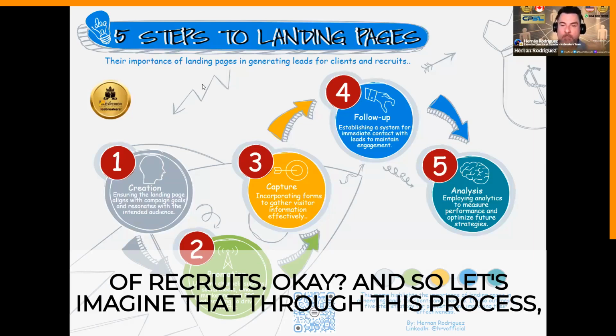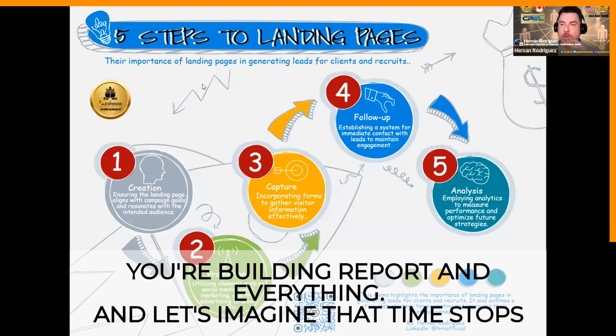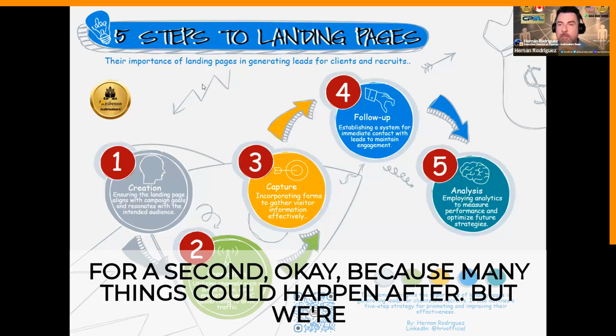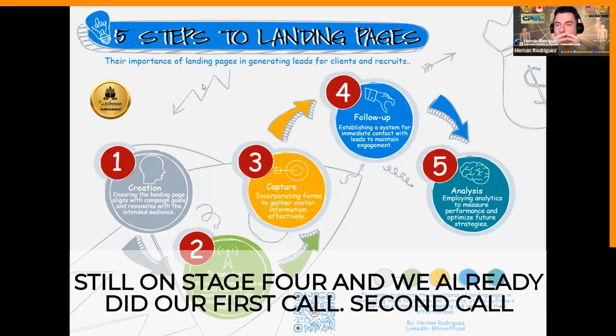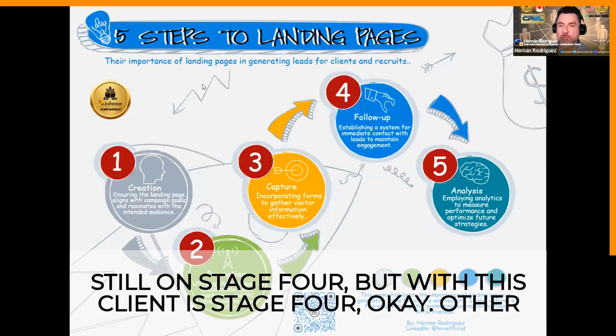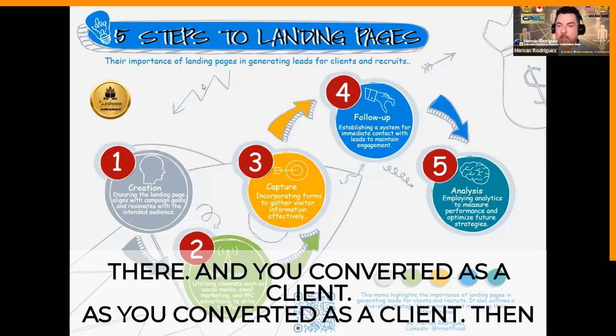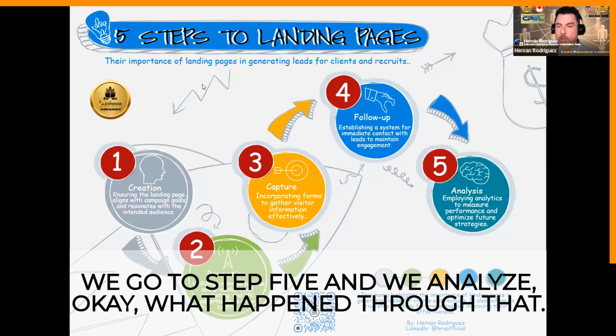And so let's imagine that through this process you get to do a financial needs analysis, while building rapport and everything. And let's imagine that time stops for a second, because many things could happen after, but we're still on stage 4. We already did our first call, second call, prepared analysis. We are preparing our recommendations. Other clients are passing through the funnel, but this client is still there, and you convert them as a client. As you convert them, then we go to step 5 and we analyze what happened through that.